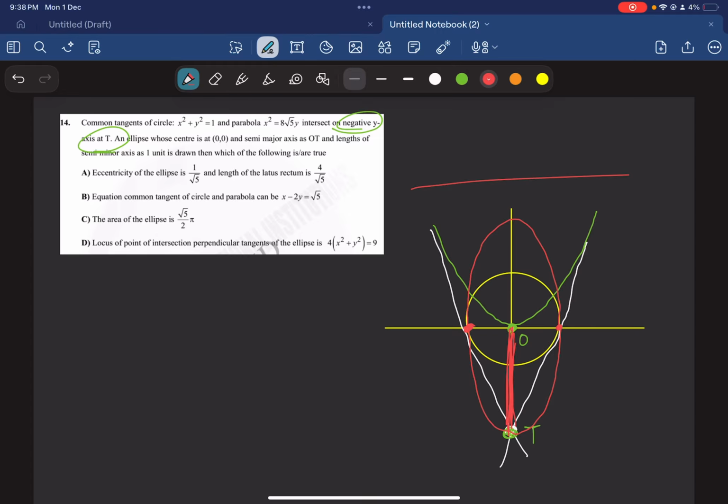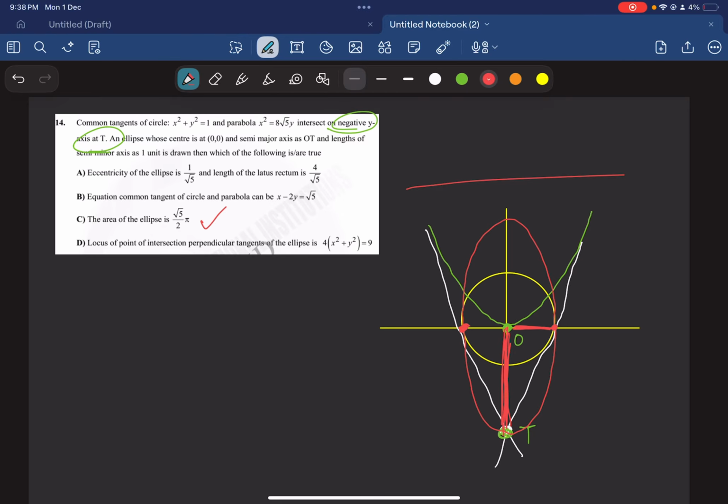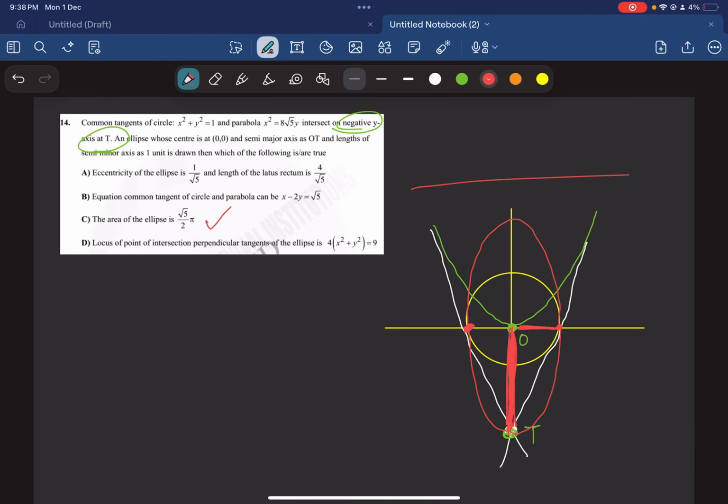Alright, so now you have to find out the area of the ellipse. So you know this part. So you have to find out this length to find out the area. So it is just that you have to find out OT. Equation of the common tangent of circle and parabola. So there will be two equations. So you have to find the common tangent and one of these should be here.